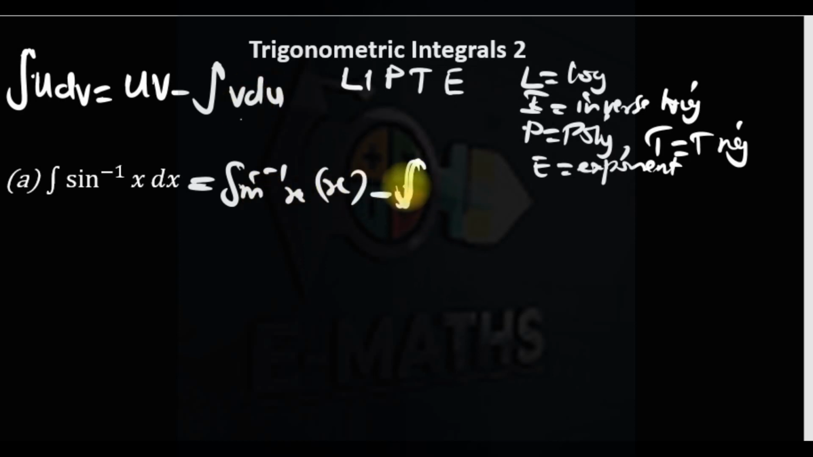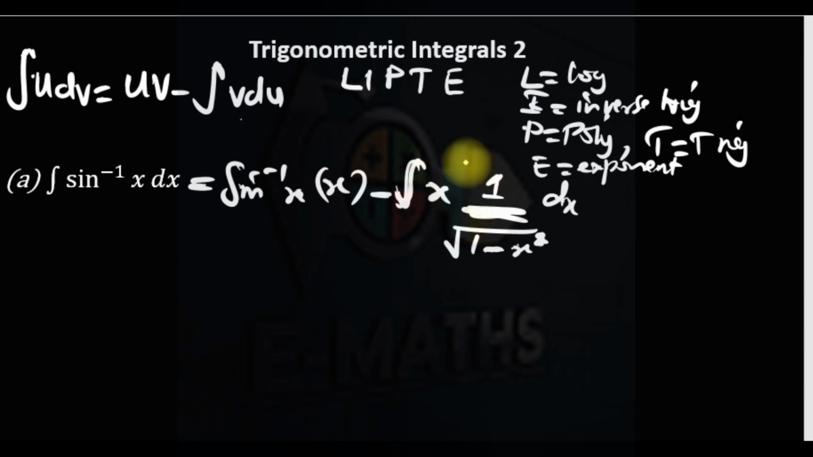So we have sine inverse x times x minus the integral of v, so v is x, and if you differentiate u, du over dx is, if you could remember, 1 over square root of 1 minus x squared. So if you've not watched the one on trigonometric integration 1, the integral of arc sine, you better watch it before this. So this is my du, while this is v.